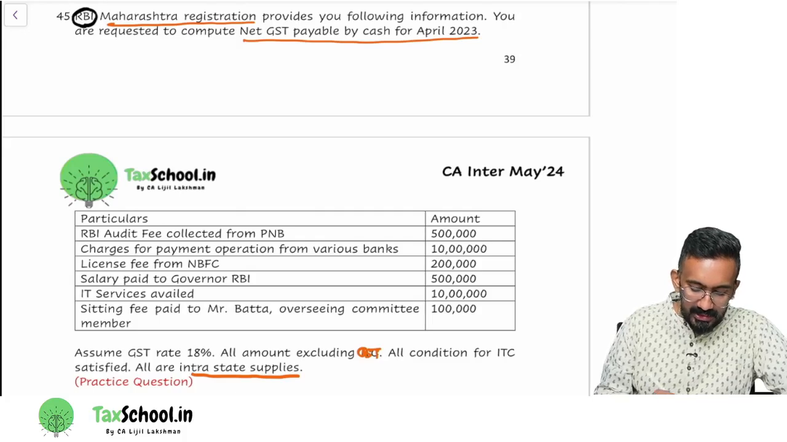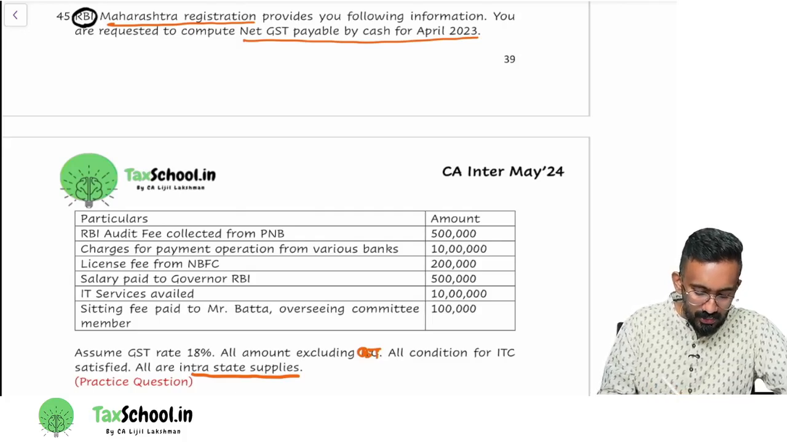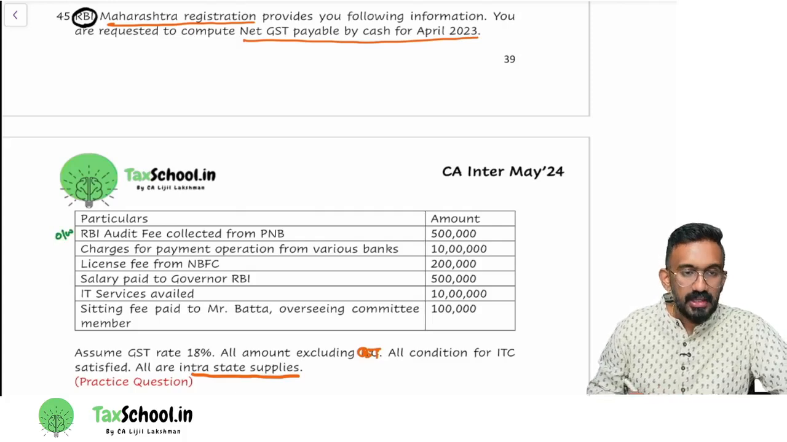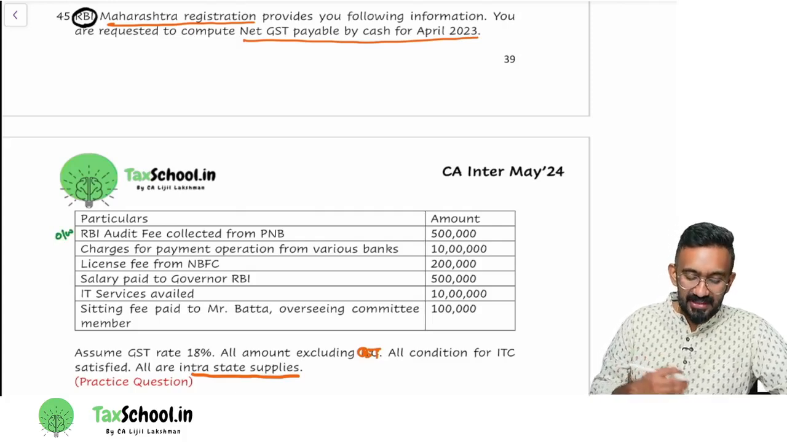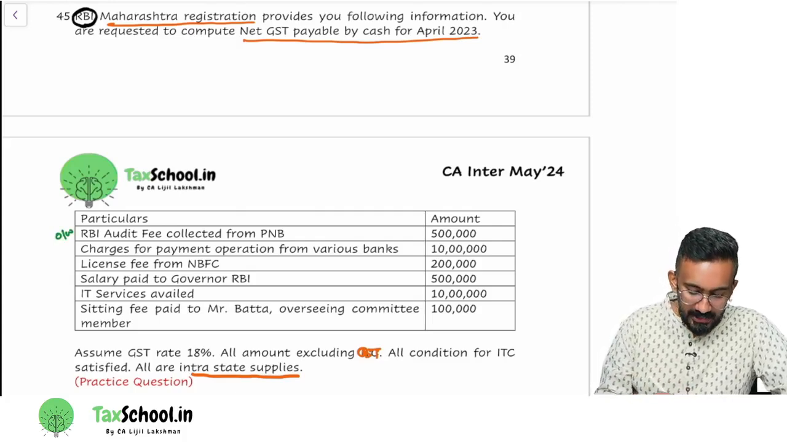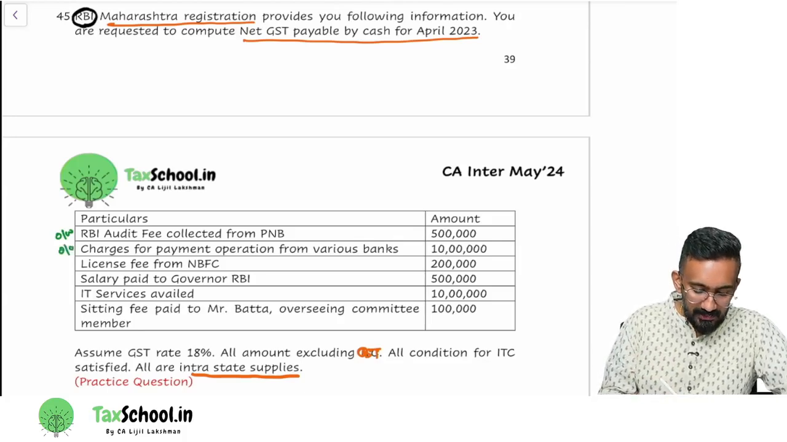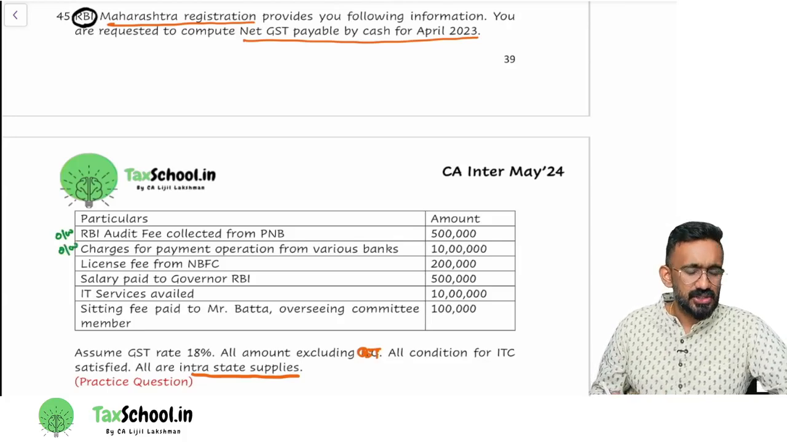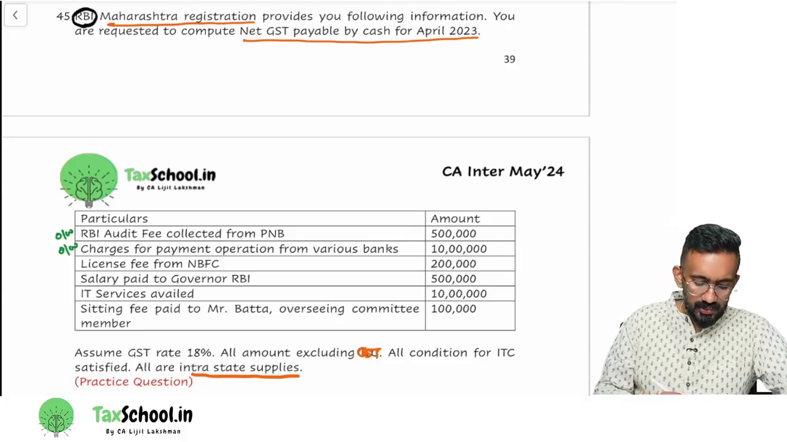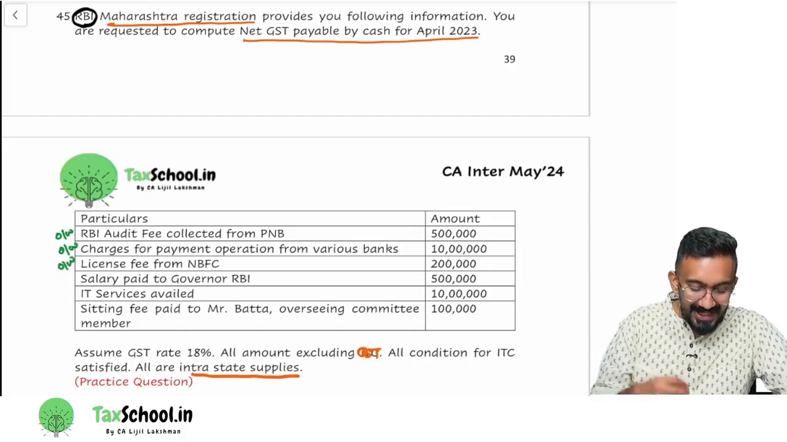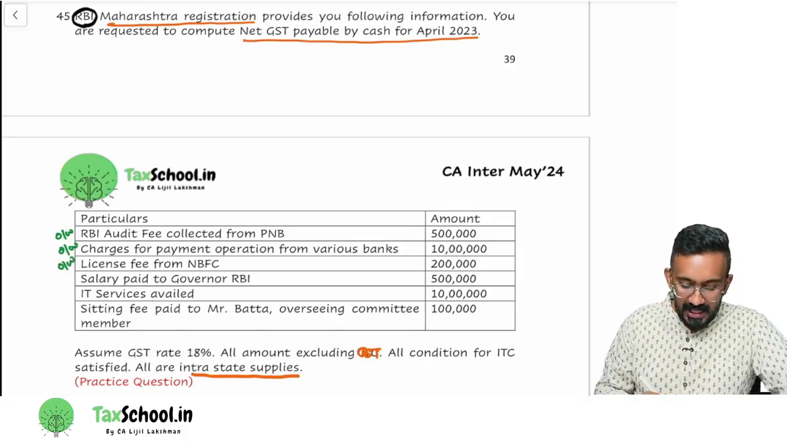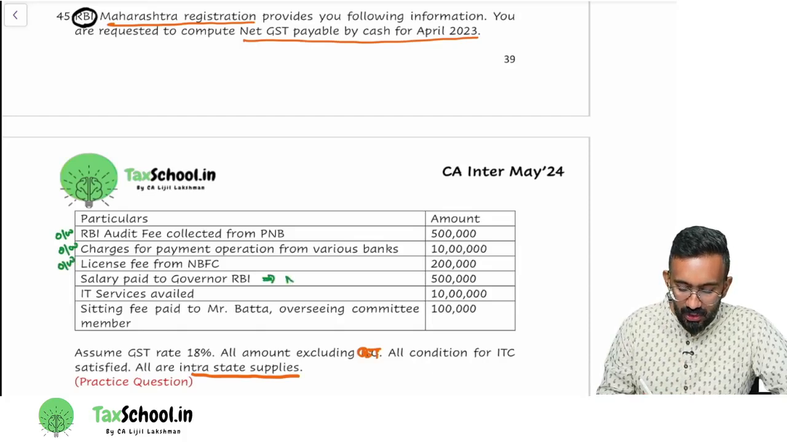RBI audit fee collected from Punjab National Bank. Is it an outward supply for RBI or inward supply? It is an outward supply because they have collected fee from Punjab National Bank. Charges for payment operation from various banks: again, they have collected money from various banks for NEFT, RTGS kind of transactions. That's also an outward supply. License fee collected from NBFC: RBI is providing outward supply, collecting money. Salary paid to the governor: salary is not a supply.